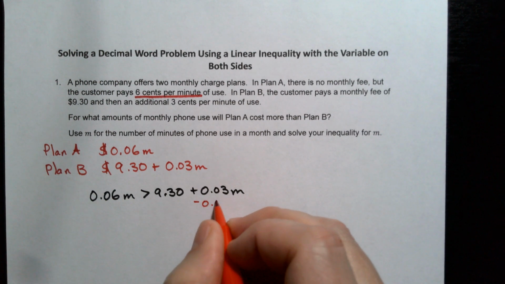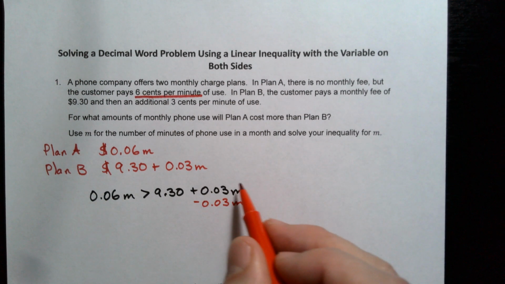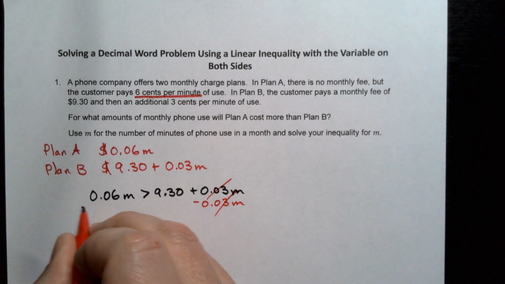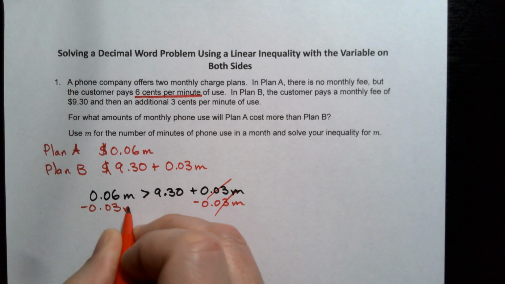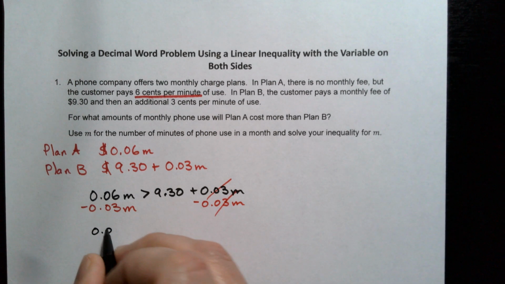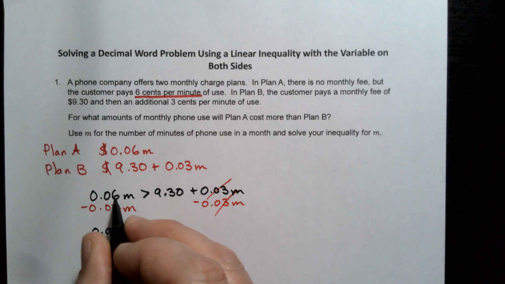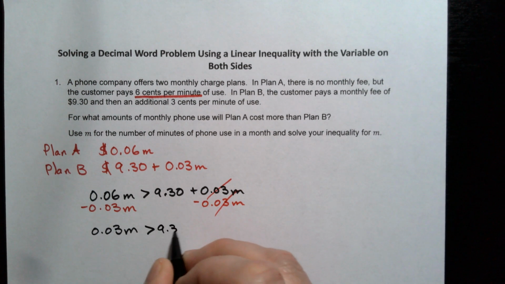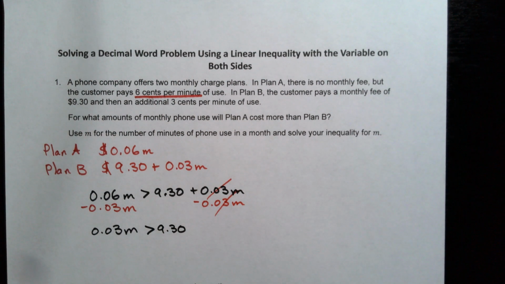So I want to get the variables on both sides, so I'm going to subtract this from both sides so that it cancels there, and I put it under here. Okay, so if we do that, we get 0.03 M. So 6 minus 3 is 3. That's what this is right here. And on the other side, we have 9.30. Okay, one more step to get this thing done.